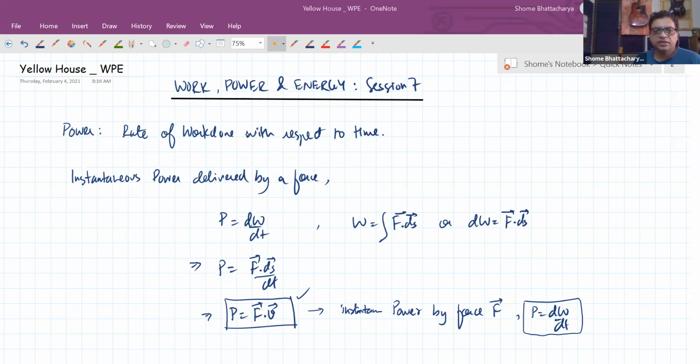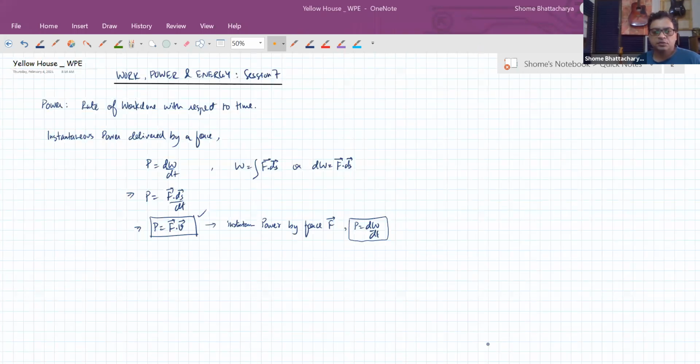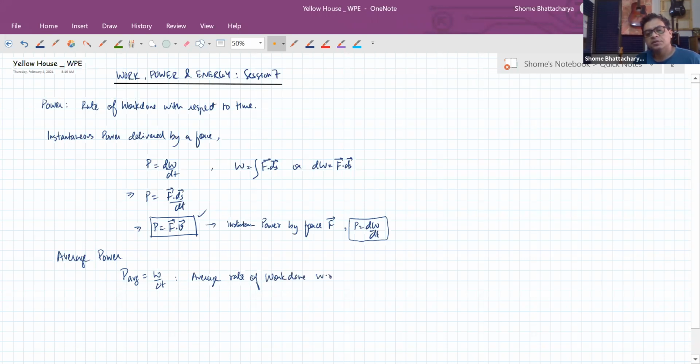Okay, now just like we've defined instantaneous power as the instantaneous rate of work done with respect to time, we can also define the average power as the average rate of work done with respect to time.